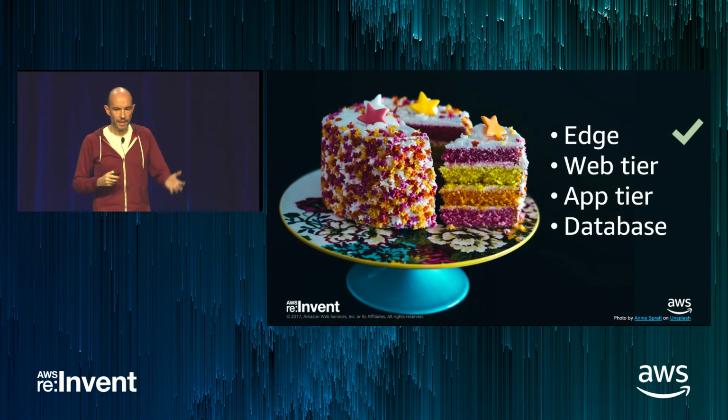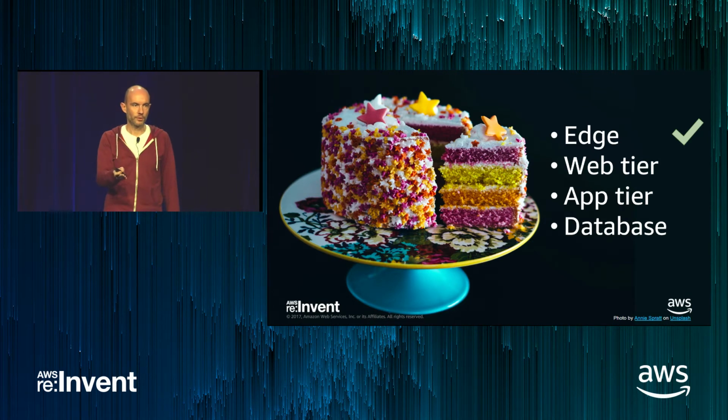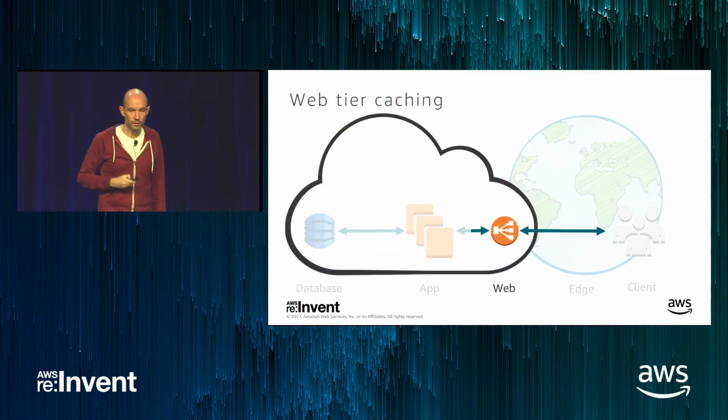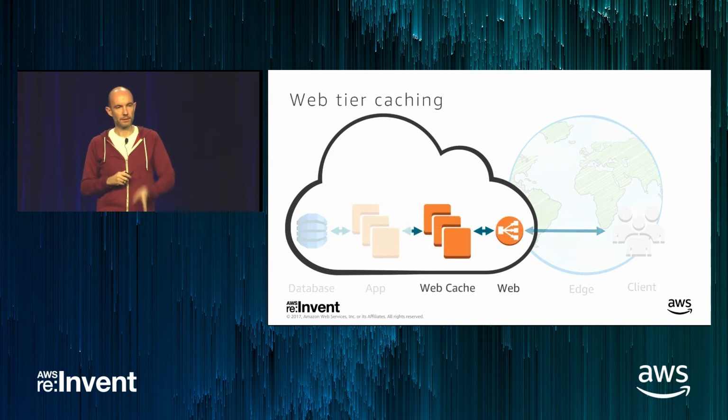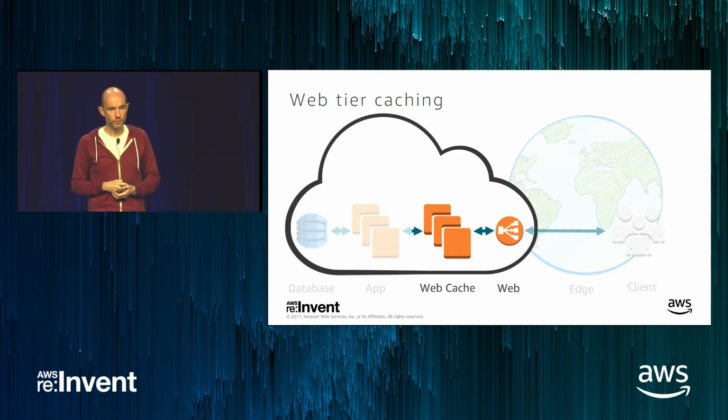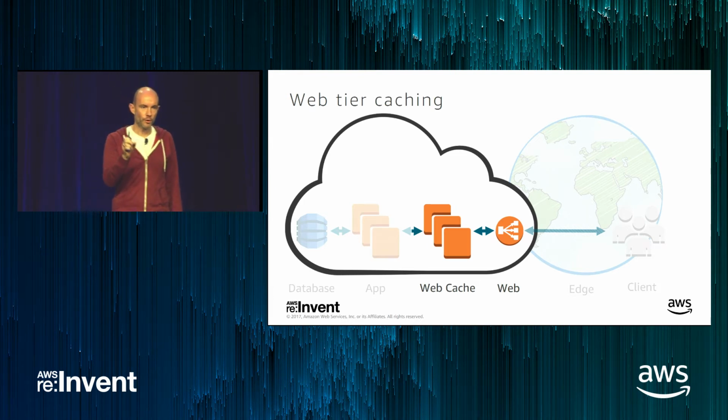So let's move on to the next tier, and that is the web tier. This is kind of like the edge of your actual application in the cloud. This is the bit where you deliver your content to your user. And in web tier caching, what we do here is we introduce an extra layer between the web tier and your application tier here. And there's a lot of opportunities here to cache something even before it reaches the CloudFront cache.